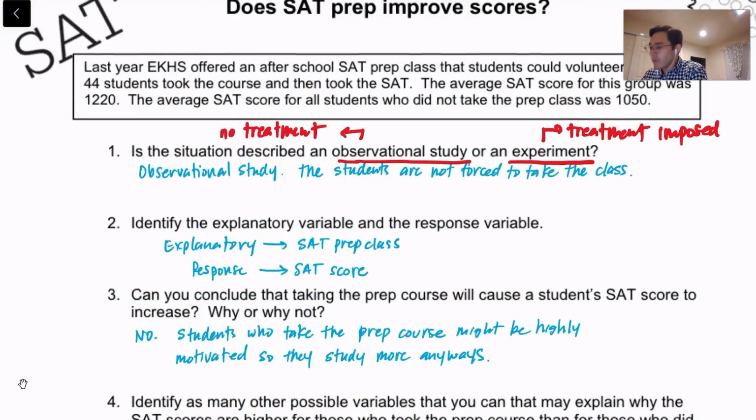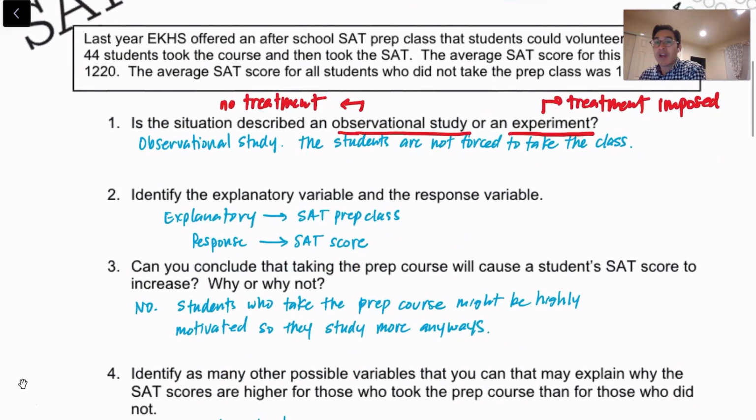Okay, let's move on to question two. All right, so we want to identify the explanatory and response variables in this study. And so one might describe the explanatory variable as the SAT prep class itself. And then we might want to describe the response variable as that final SAT score. And so we used these terms back in Unit 2 when we were studying scatter plots. Right, the explanatory variable would go on the x-axis and the response variable would go on the y-axis.